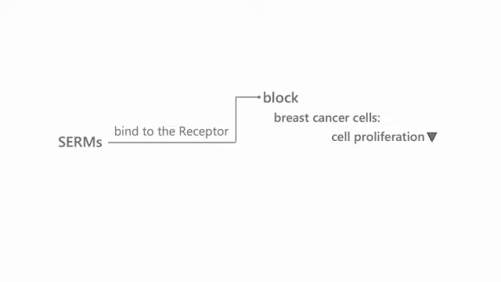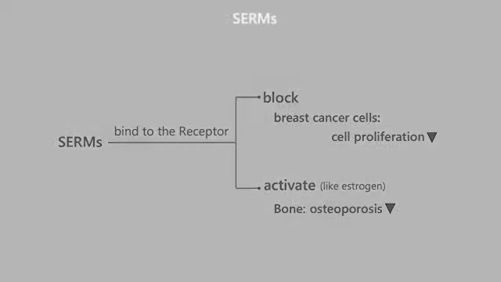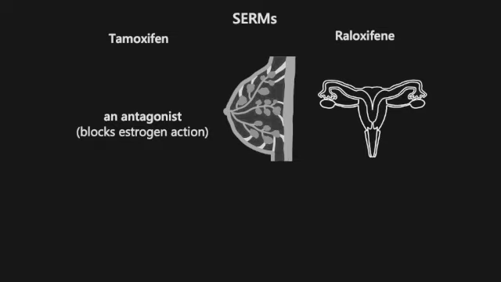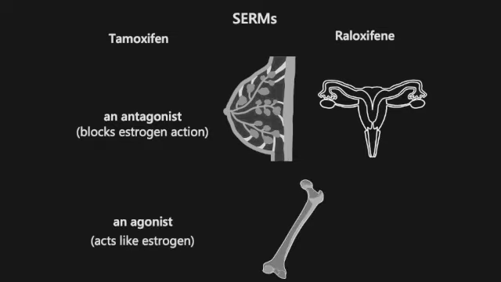Selective estrogen receptor modulators are versatile medications that serve multiple purposes. They prevent estrogen from binding to breast cancer cells, thereby inhibiting cell multiplication. Additionally, they mimic estrogen in bones, increasing estrogen levels and protecting against osteoporosis. Tamoxifen and raloxifene work as an antagonist at breast and uterus. It works as an agonist at bone.